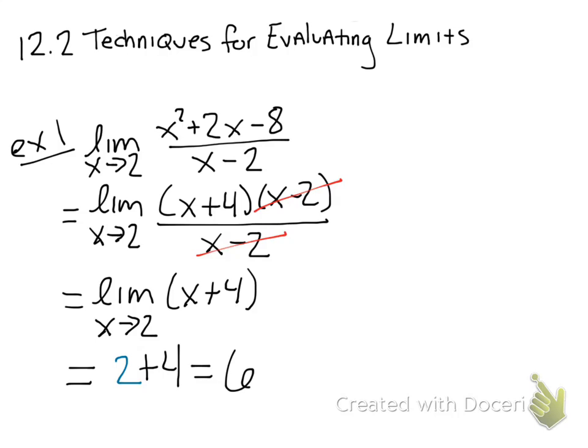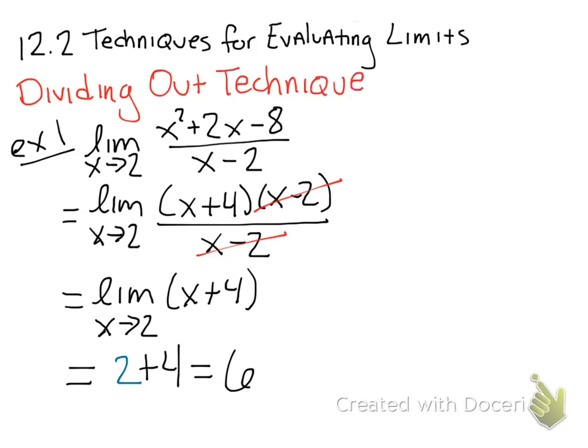So in order for this to happen, we had to divide out those x minus 2's. So this is referred to as the dividing out technique. So one clue you need to do this is you have the indeterminate form 0 over 0. Also you have a polynomial on the top or bottom or both. And this is what happens.